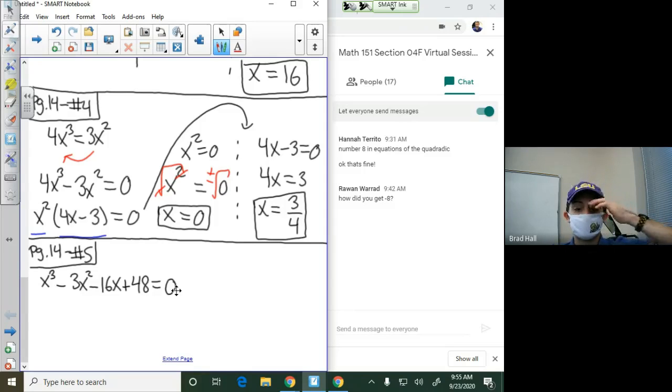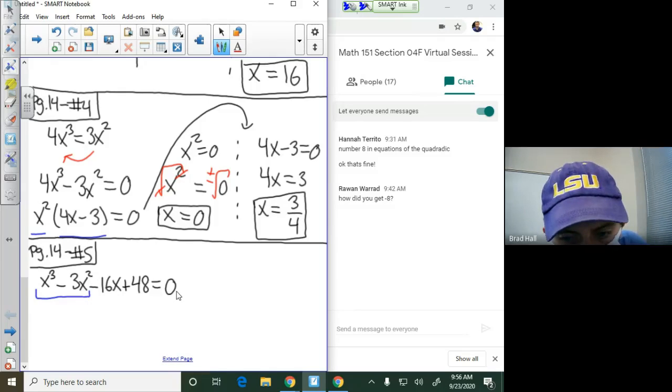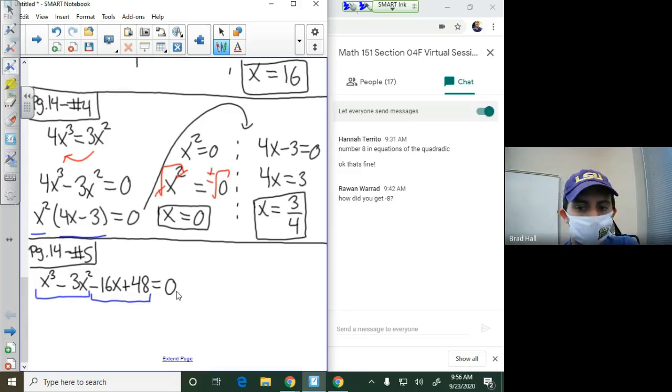And hopefully you can look at this and identify that this will be a grouping problem. The reason why it's grouping is because there are 4 terms. So when you have 4 terms, you think factoring by grouping. So let's go ahead and group stuff. Group the first 2 terms and the last 2 terms. What the first 2 terms have in common is an x squared. Both have x squared in common.